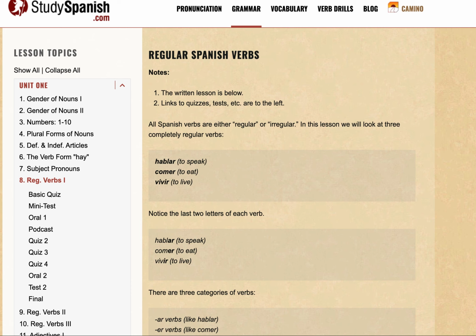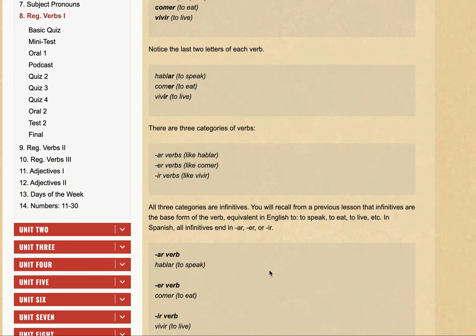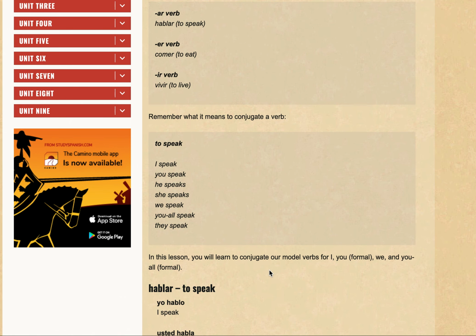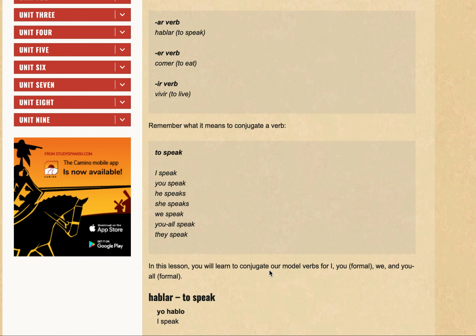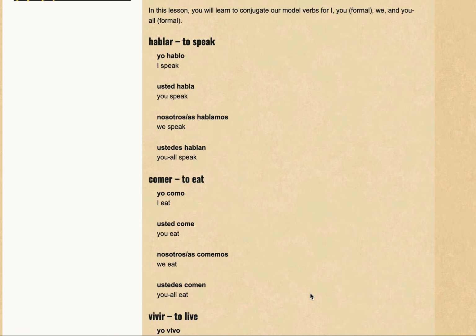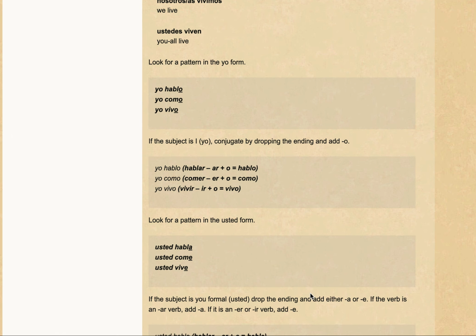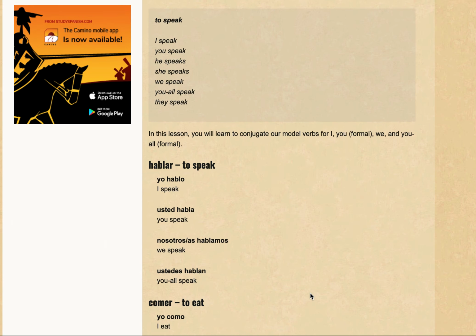So in the last video, we took a look at what regular Spanish verbs are, and this is part 1, mind you. And basically, if you think about it, there are like 4 rules that we need to remember, which would help us in determining what subject verb to use, right?